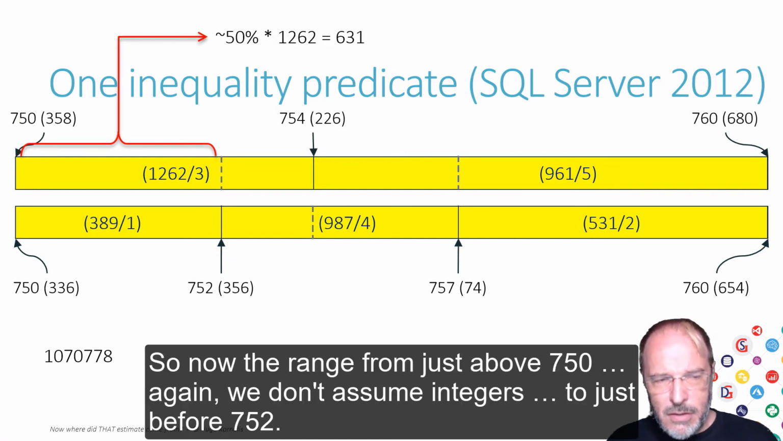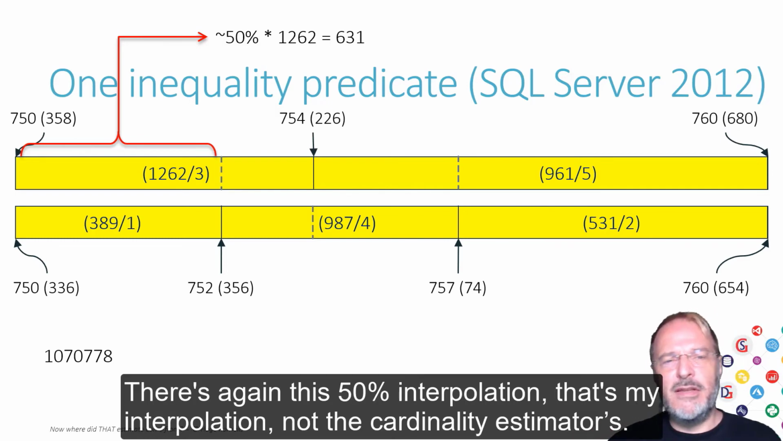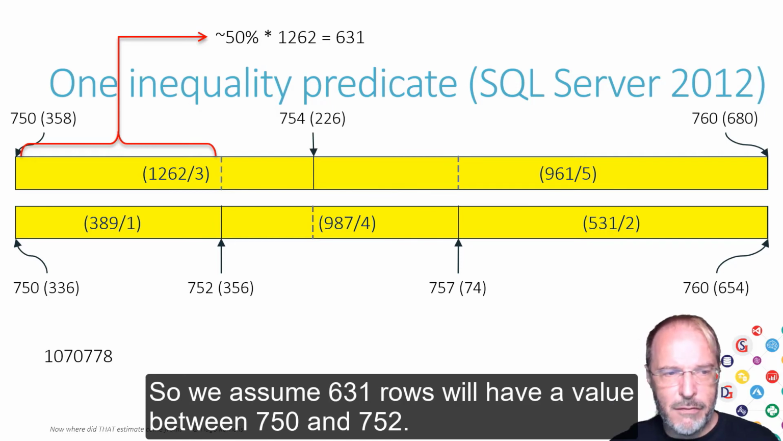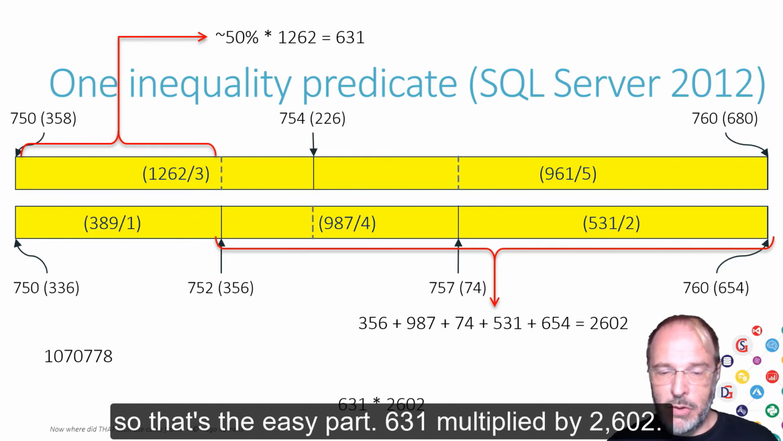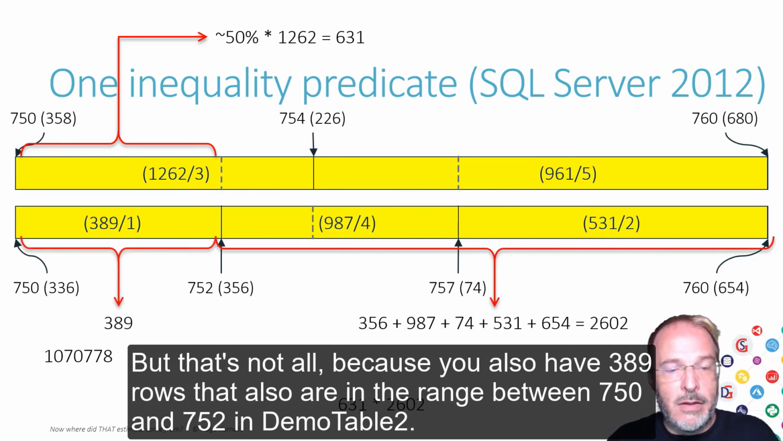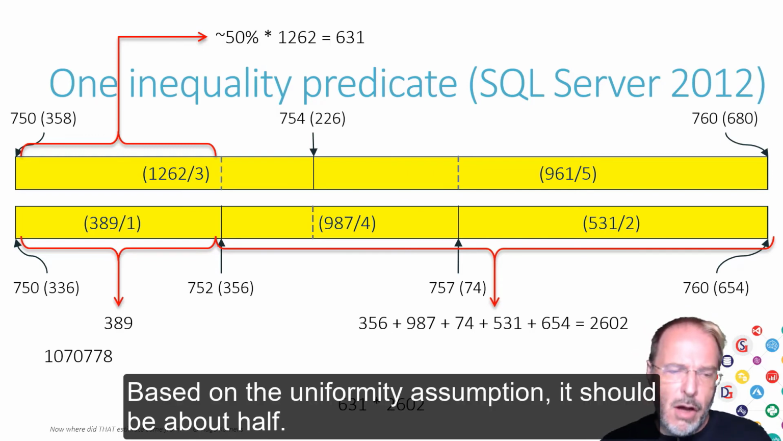So now the range from just above 750, again we don't assume integers, to just before 752. There's again this 50% interpolation, that's my interpolation, not the cardinality estimator's. Cardinality estimator will be close there, but not exactly. So we assume 631 rows will have a value between 750 and 752. Now those rows will definitely match with the larger than test, all the rows of 752 and larger. So that's the easy part, 631 multiplied by 2602. But that's not all, because we also have 389 rows that also are in the range between 750 and 752 in demo table 2. They will not all match, but some of them will. Based on the uniformity assumption, it should be about half.